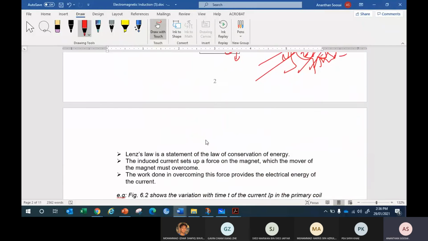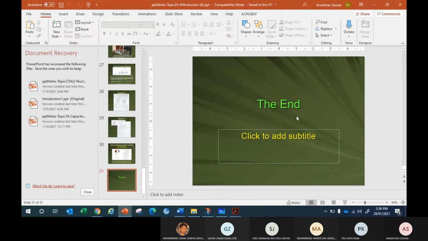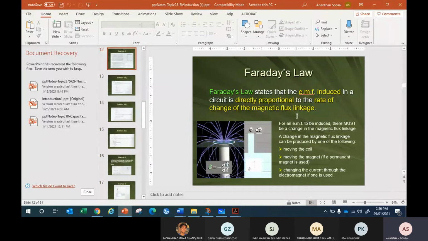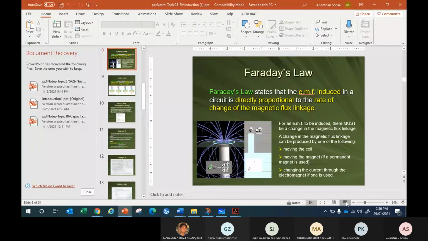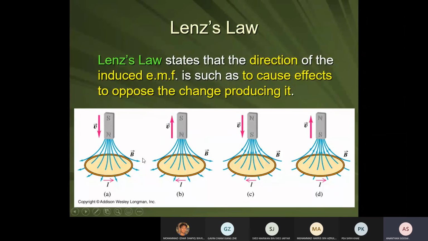Okay, so let's continue today's lesson. We talked about Faraday's law, and towards the end yesterday, we talked about Lenz's law.